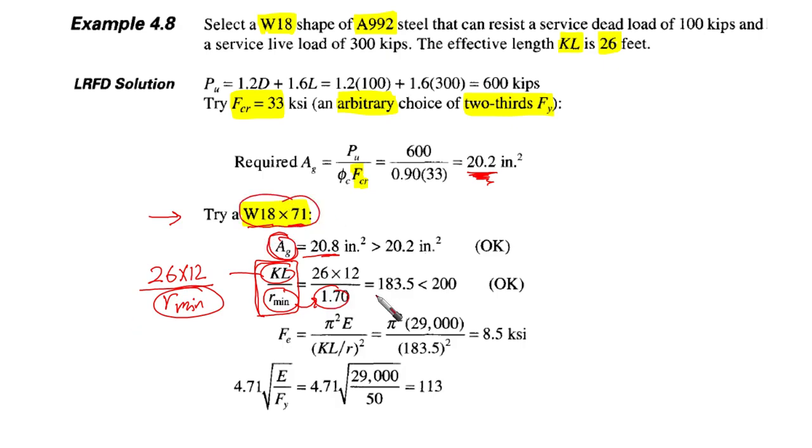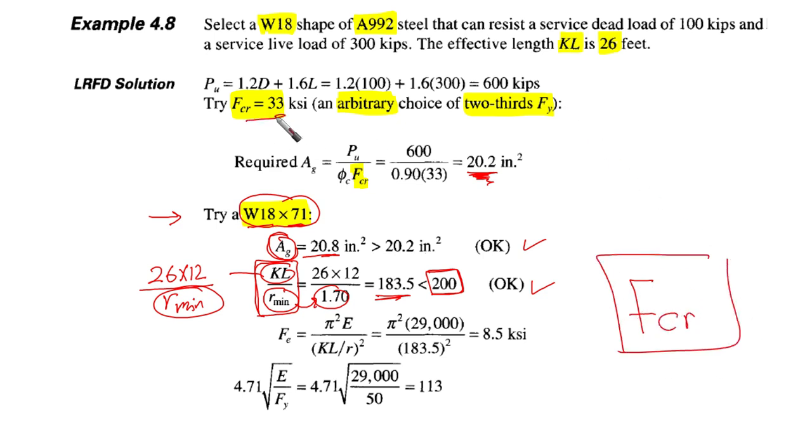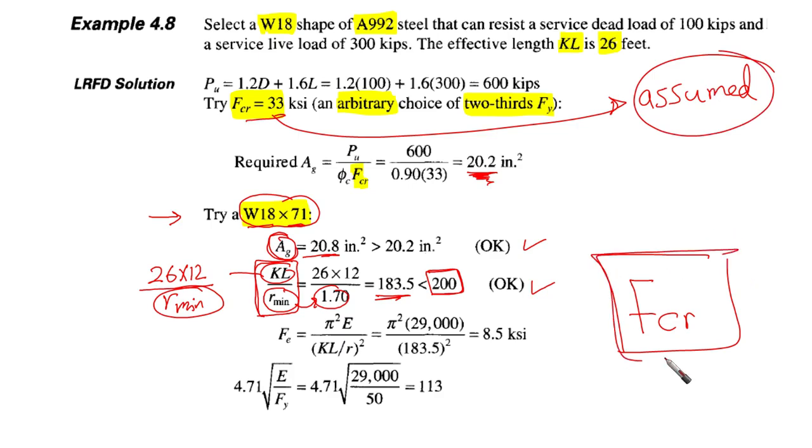If you check this, you're going to find 183.5, which is less than our maximum slenderness ratio, which is 200. So it is okay now. The area gross and the slenderness ratio are okay for us. The last thing is what? Exactly. We want to know what is FCR, the real one. Remember that we have assumed it here. It is assumed. We need to get the real one based on our real cross section.